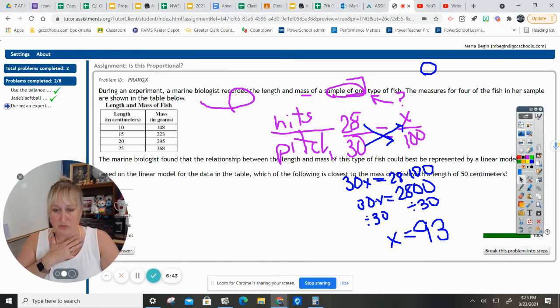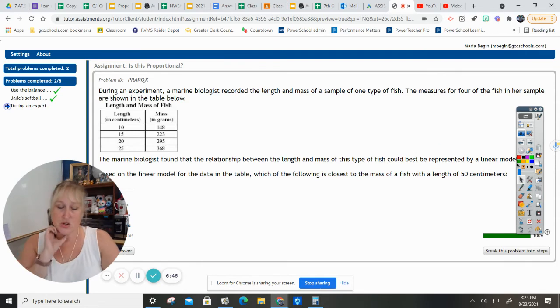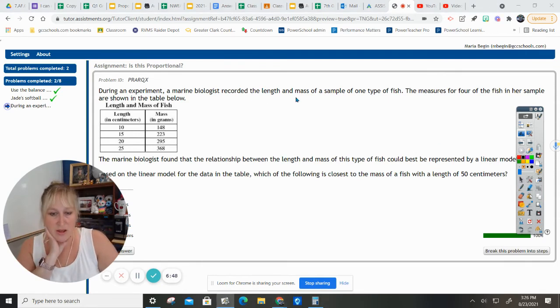This is more like what we've been working on. During an experiment, a marine biologist recorded the length and weight, mass, of a sample of one type of fish. The measures for 4 of the fish in her sample are shown in the table below. Okay, got it. The marine biologist found that the relationship between the length and the mass of this type of fish could best be represented by a linear model.